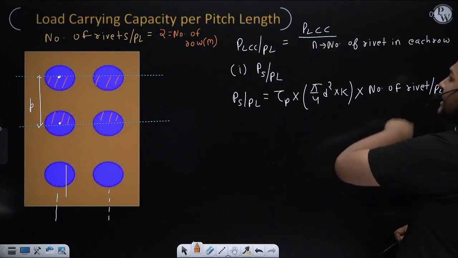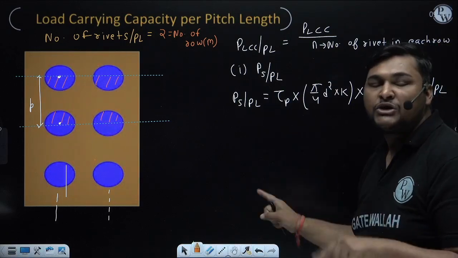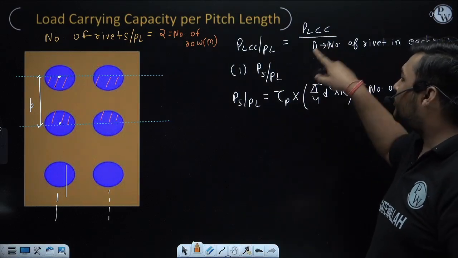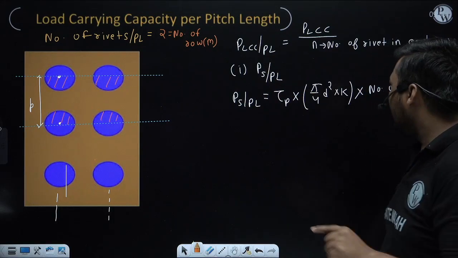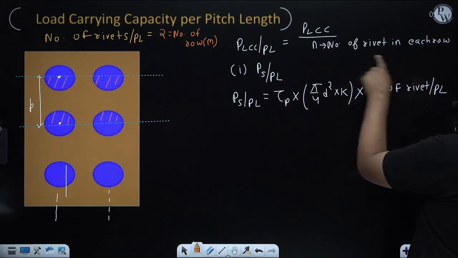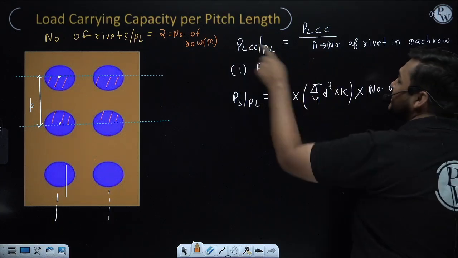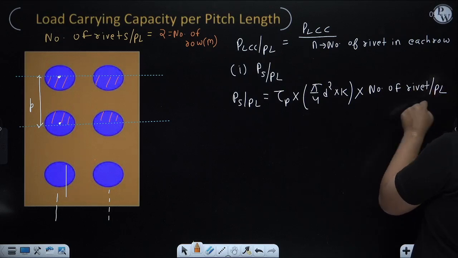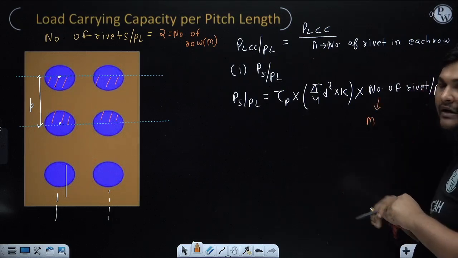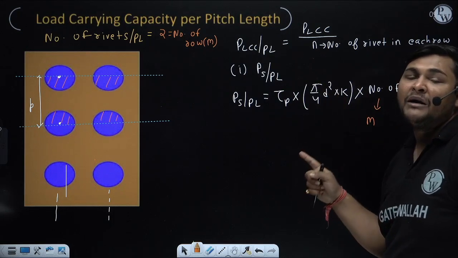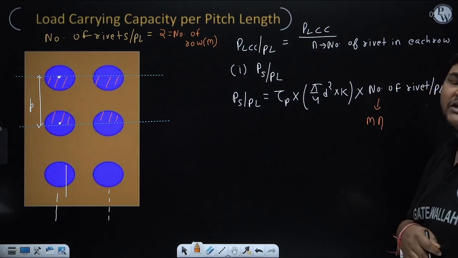In this expression, if you multiply by the number of rivets in each row, you will get the expression of total shearing load carrying capacity, and you can verify this also. It is the expression of shearing load carrying capacity per pitch length. Here small m is the number of rows, because the number of rivets per pitch length equals the number of rows when the number of rivets in each row is the same. If you multiply by the number of rivets in each row, that is small n, you will get the total shearing load carrying capacity.